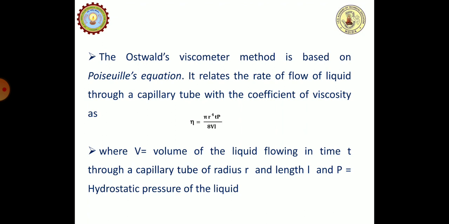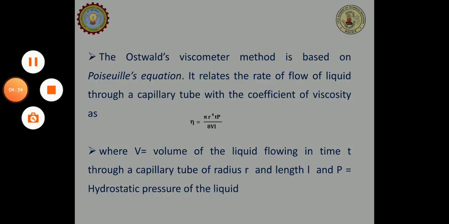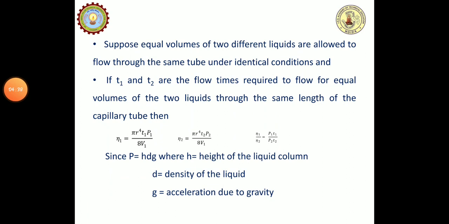This is Poiseuille's equation. The Ostwald viscometer is based on this method. Suppose two different liquids of equal volume are allowed to flow through the same tube under identical conditions. At that time, t1 and t2 are the flow times required for equal volumes of the two different liquids to flow through the same length of the capillary.